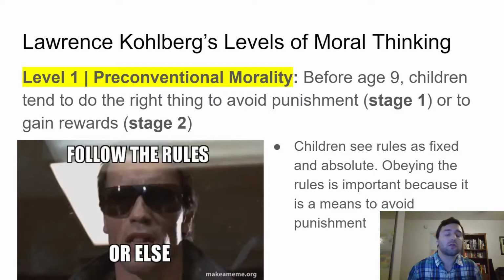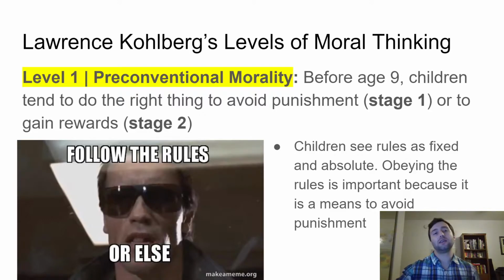So our first level, and again, we're going to look at both stages together because they're pretty similar. Our first level is what is called the pre-conventional morality. Okay, it's pretty simple: pre-conventional, conventional, post-conventional. So you should know the order of the levels. Pretty easy. So pre-conventional morality is generally going to be children, people before the age of 9.